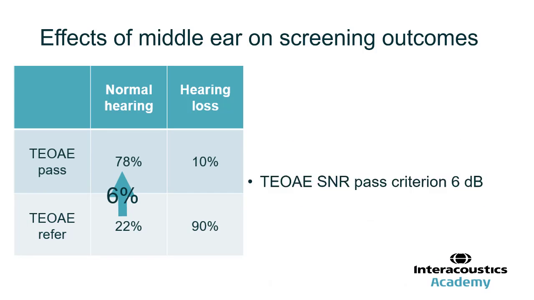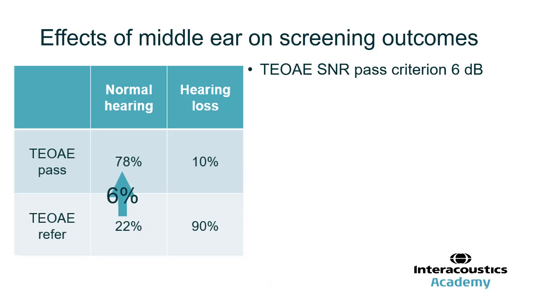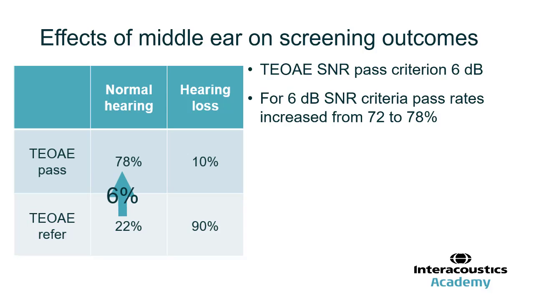They also found that the pass rates were improved using an SNR criterion of 6 dB. So if we put true numbers to this, they found an increase of 6%, from 72 to 78%, by compensating for negative middle ear pressure. It may actually make a difference in clinics that have very high volumes.